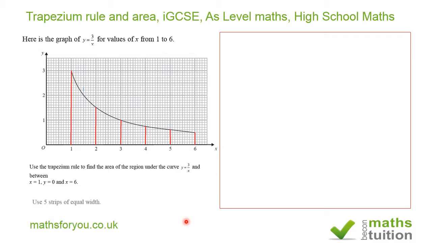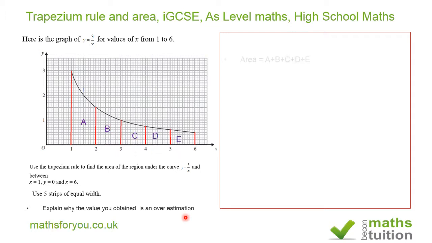Then it says use 5 strips as I've shown there of equal width. Now the width of each of these strips is 1 unit. So that's the first part. And the second part says explain why the value you obtain is an overestimation. What I've done here is, as I said earlier, to divide this into 5 strips of equal width.